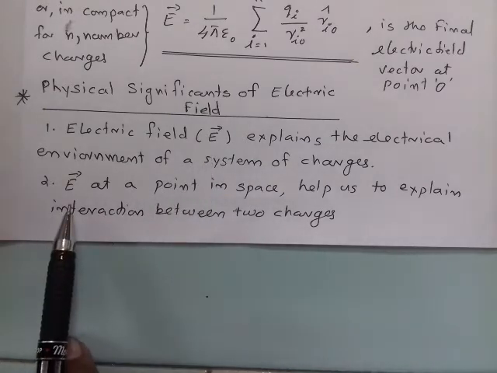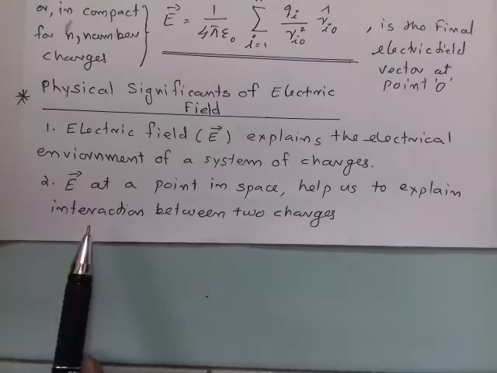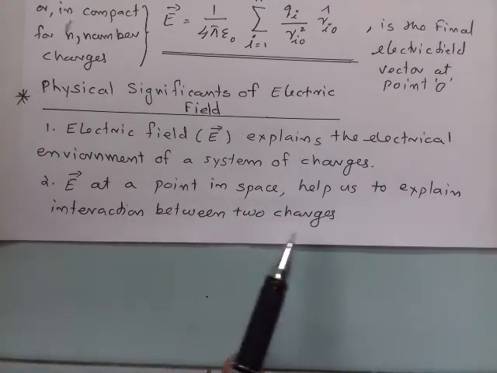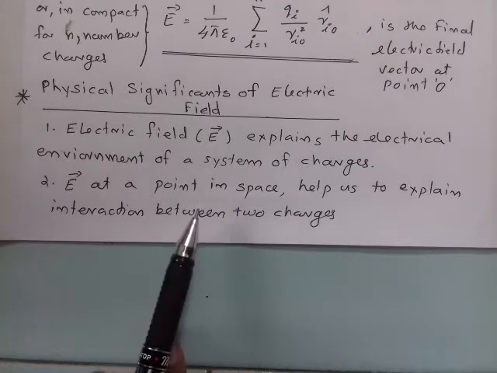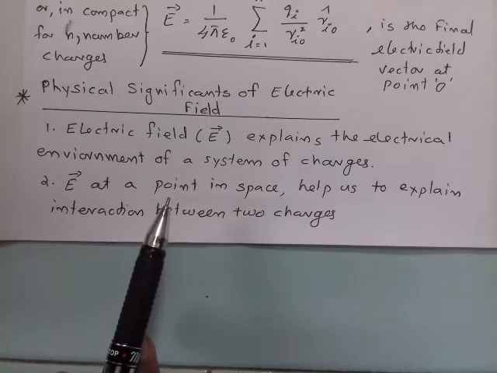The second thing is, vector E at a point in space helps us to explain interaction between two charges. So if we know the electric field nature, suppose we are placing a charge, we can even predict how the force is going to act on that new charge in that existing electric field.